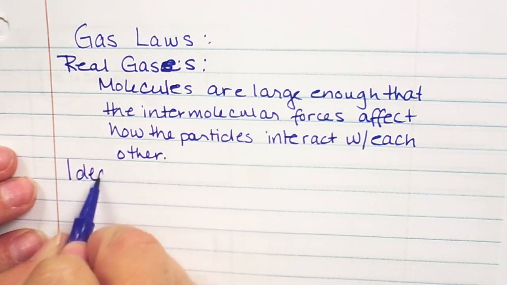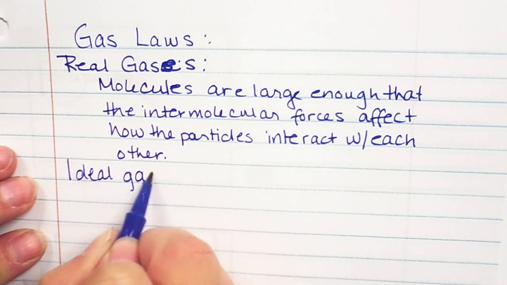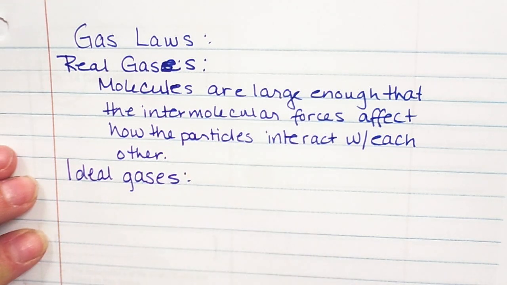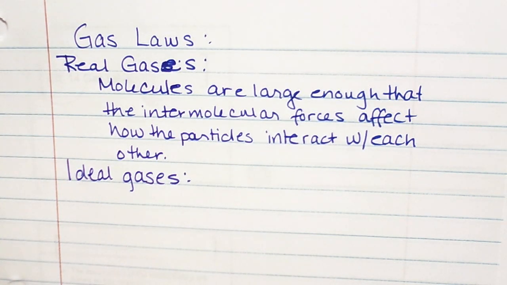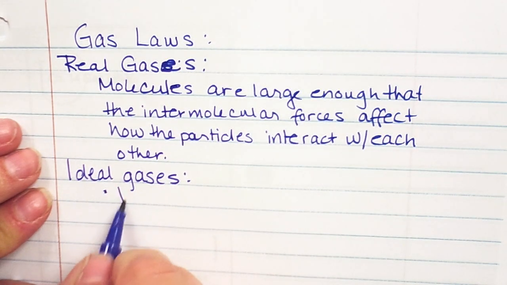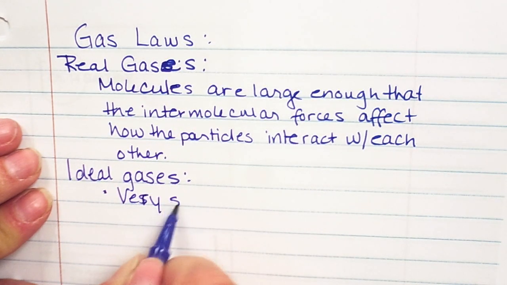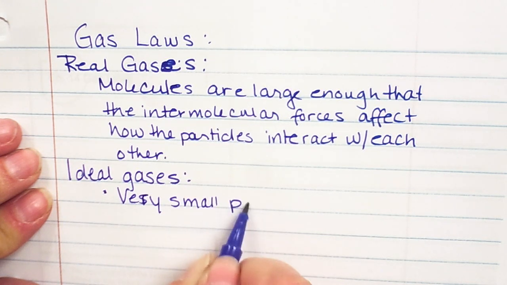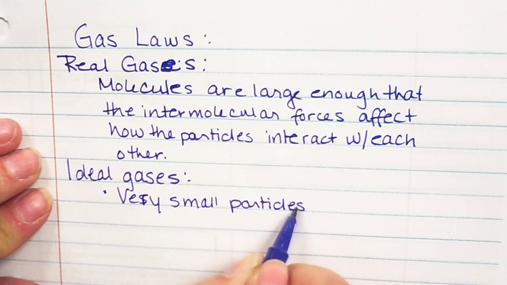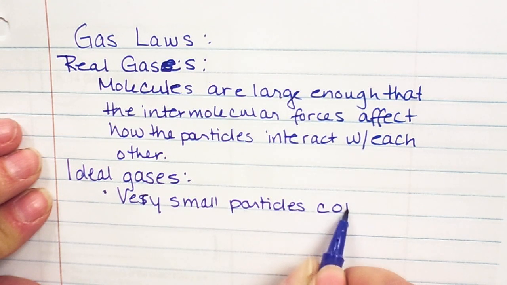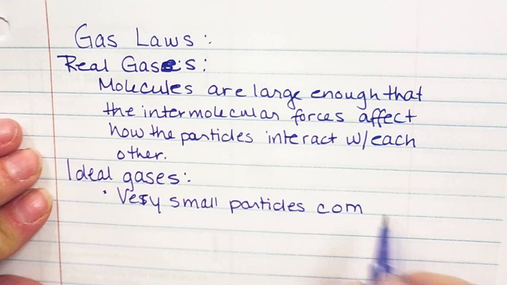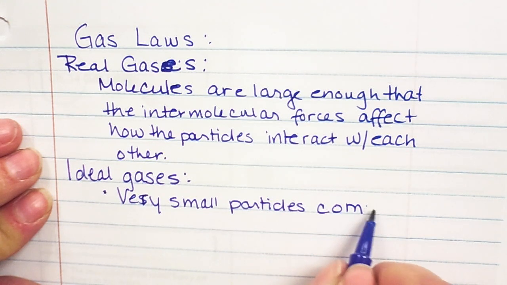Meanwhile, we also have ideal gases. Ideal gases have 5 different things about them that make them what we call ideal. And I have squished them down basically into 3. All right? So I've combined them. So first of all, they are very small particles compared to their containers, compared to the volume of space that they're in.